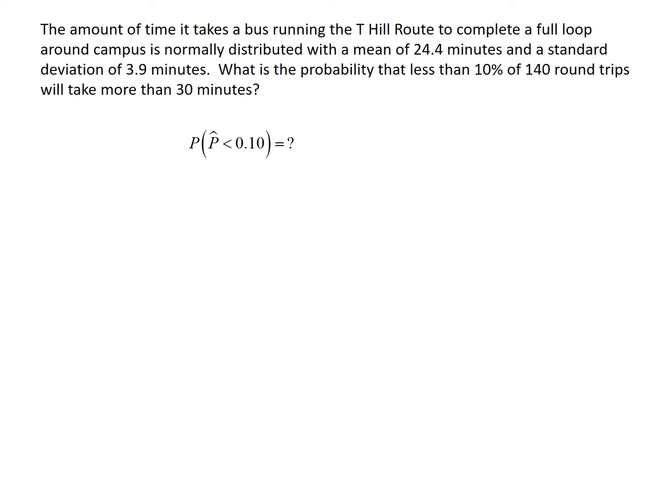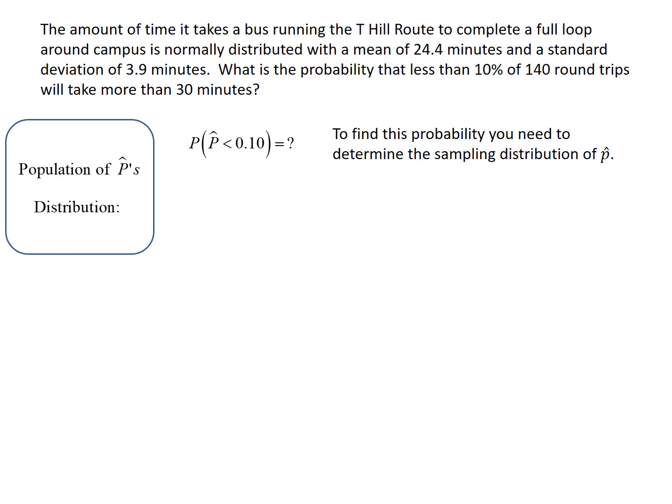So, in other words, what is the probability that p hat is less than 0.10, right? 10% is a proportion of 0.1. To do this, we need to know the distribution of p hat. Since we haven't collected our 140 round trip times, we have to see if it's reasonable to expect that at least 5 of them will take more than 30 minutes and 5 won't. So we have to do our n times p check, which means we need to know p, the true probability of a single round trip taking more than 30 minutes.